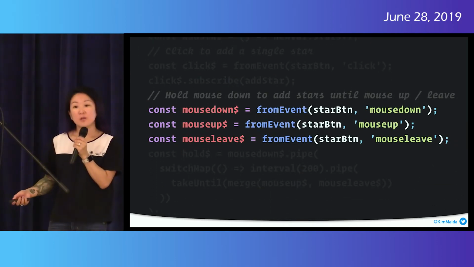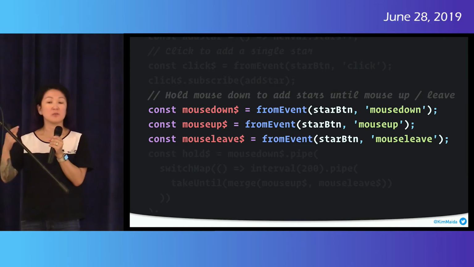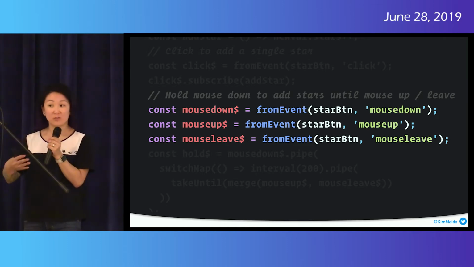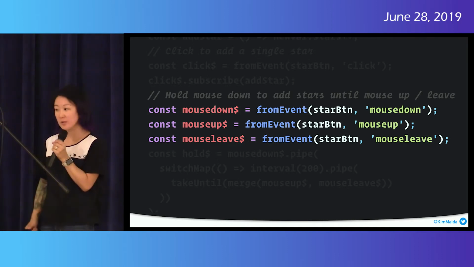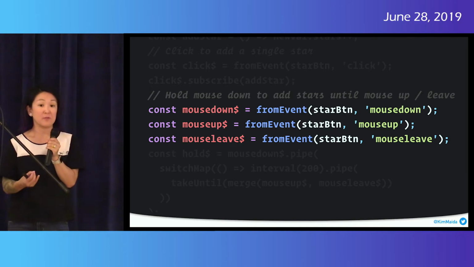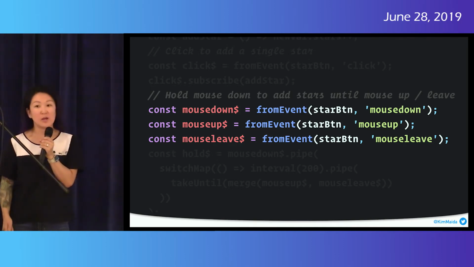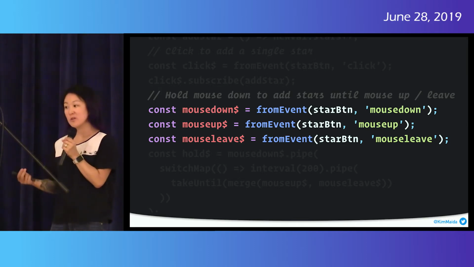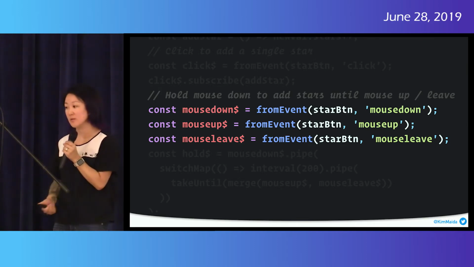But now the other thing that I want to do besides clicking is I want to have that functionality where if I hold the mouse down on the button, it's going to incrementally add stars and then stop if I do some other specific thing like mouse off or let go of the mouse button. And in order to do that, because we don't have a native DOM event that specifically is that, I'm going to create that by using these 3 other DOM events, which are mouse down, mouse up, and mouse leave on my star button specifically.